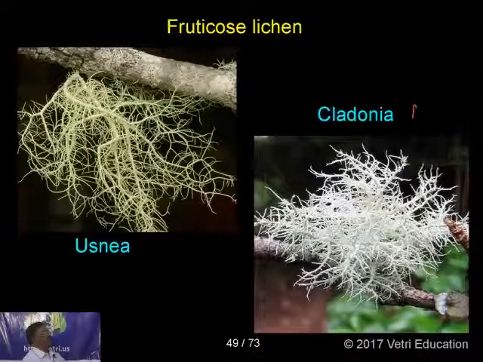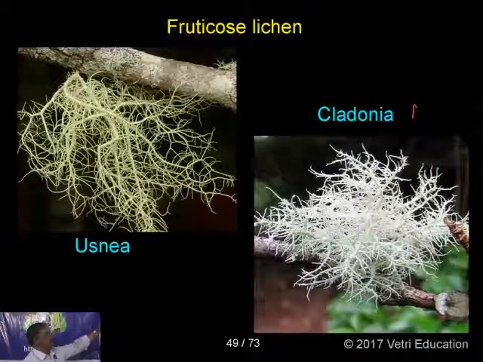So here you can find this is pendulous, hanging from a branch, just like Usnea. This is called Usnea. It is branched, whereas here it is an erect one. This is called Cladonia.